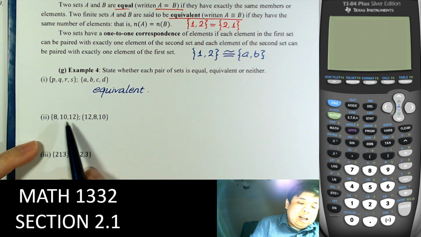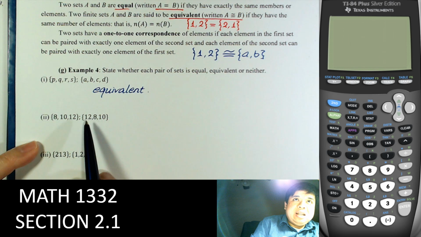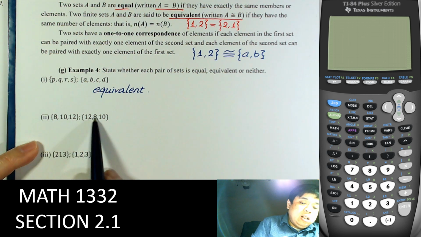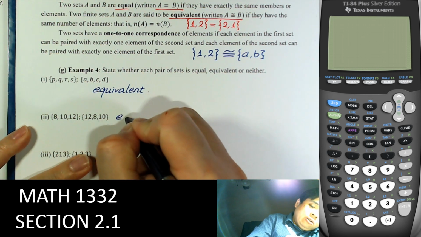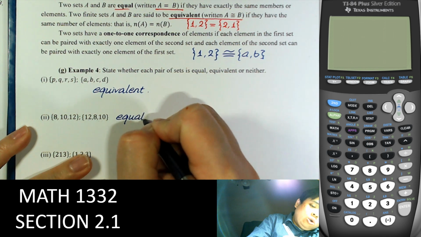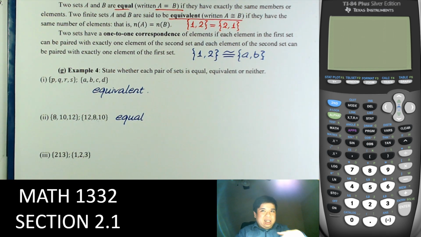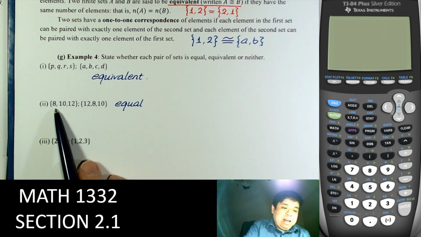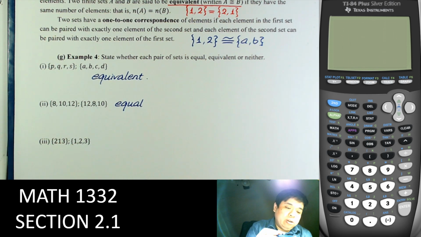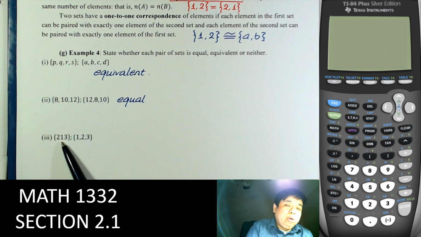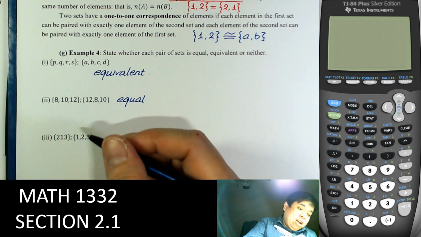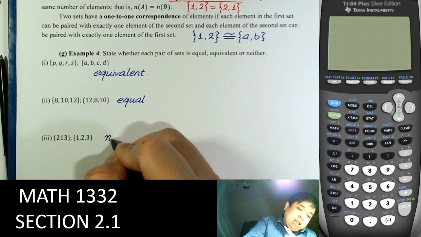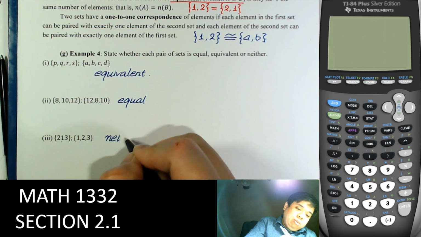Next we have A, 10, and 12, and 12, A, and 10, so they are the same. Order doesn't really matter. So in this case, they are equal. Of course, if they are equal, they're also equivalent. But like I said, equal is a stronger condition than that. Next, 2, 1, 3. Actually, this has only one member. This has 1, 2, 3 members. So they cannot be equivalent. So in that case, we just say neither. One member, three members.